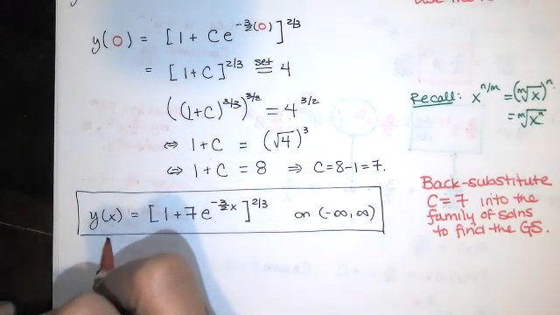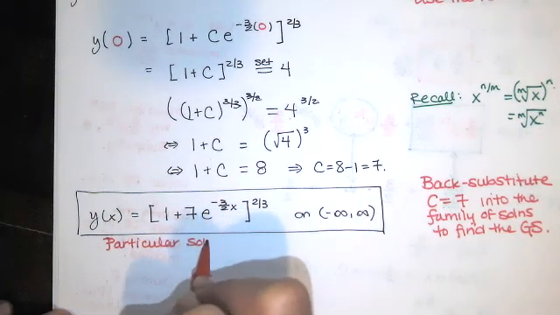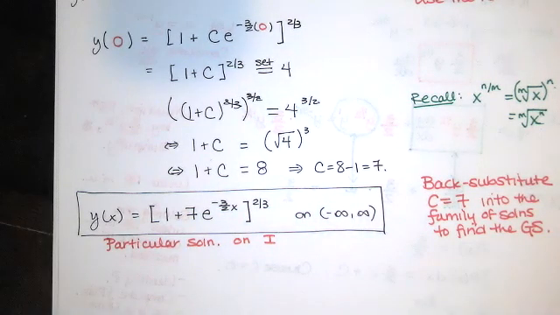So you have the particular solution, or PS, on an interval I, the maximal interval of existence.